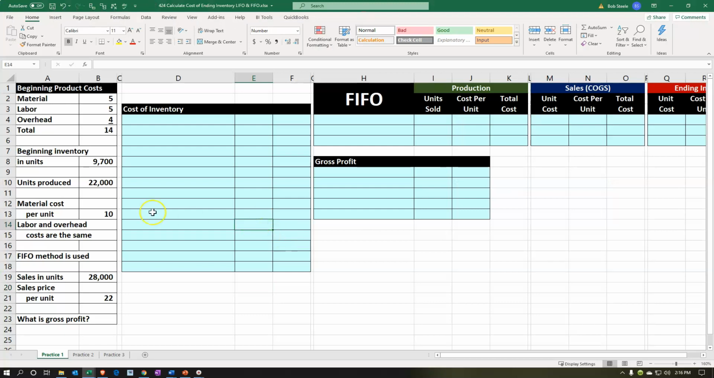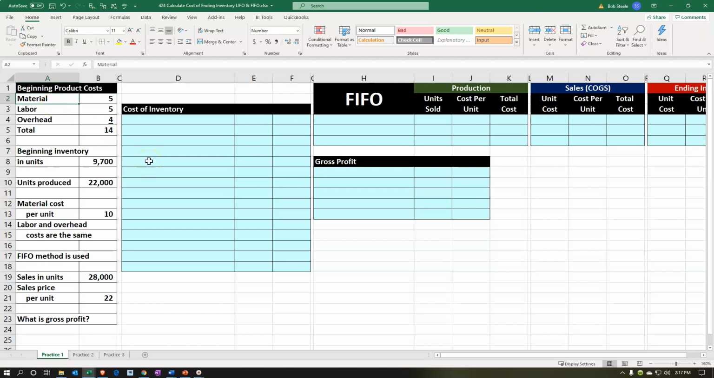Here we are in Excel. We have our information on the left-hand side. We're going to put that into our worksheet on the right-hand side. We're going to be using the first in, first out method. We'll calculate the gross profit and the cost of the inventory. So we got a little bit more information with regards to the inventory that will then apply out into our flow assumption, that being the first in, first out method.